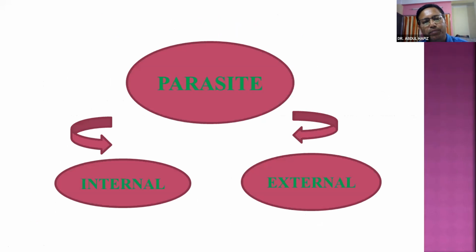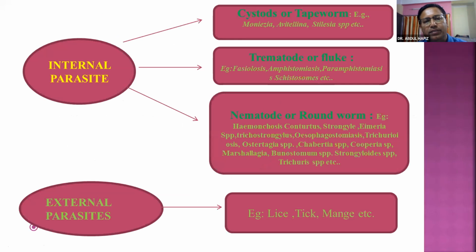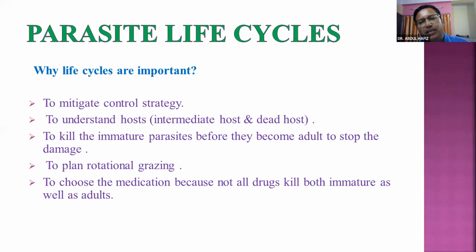Next, we know simply that parasites are of two types, internal and external. Internal parasites are of three types: cestodes, trematodes, and nematodes. External parasites are lice, ticks, mites, etc. The parasitic life cycle is very important to plan the control strategy. If we can break the life cycle, we can break the disease also. So before giving anthelmintics, we have to know about the life cycle, the intermediate host, the definitive host, like that.